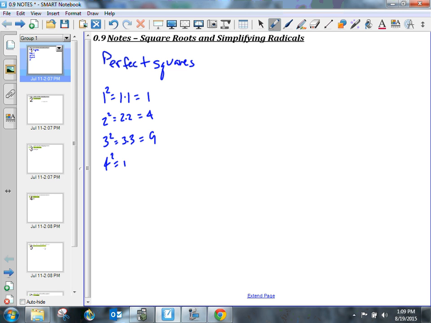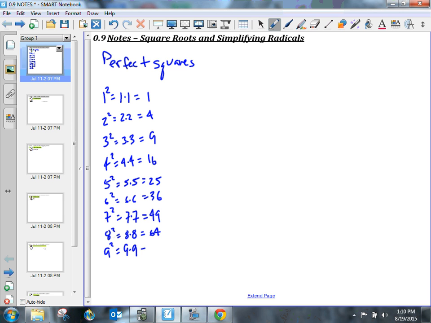4 squared is 4 times 4, which gives me 16. 5 squared is 5 times 5, which gives me 25. Okay, 6 squared, which is 6 times 6, which gives me 36. 7 squared is 7 times 7, which is 49. 8 squared, which is 8 times 8, which is 64. 9 squared is 9 times 9, which is 81. 10 squared is 10 times 10, which is 100.